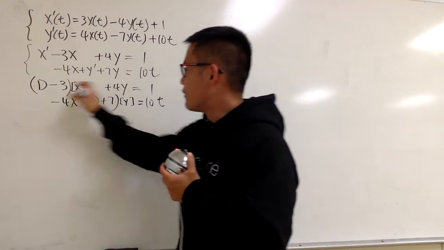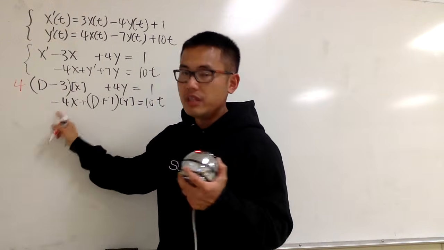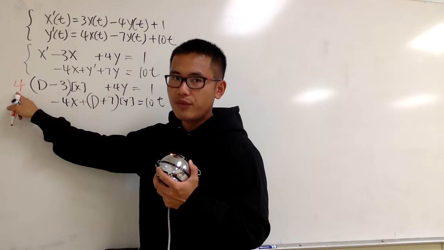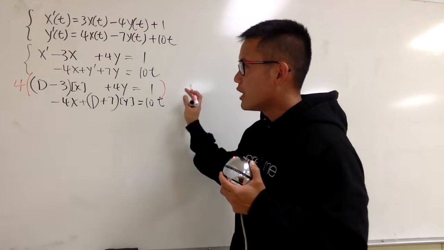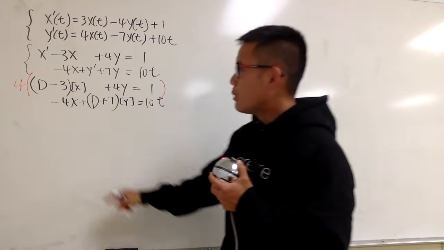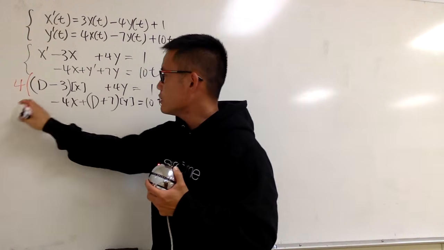Let me multiply the first equation by positive 4. Because this is negative 4 already, so let me just multiply by positive 4. Okay? Multiply positive 4 throughout the first equation. And then I will multiply the second equation by D minus 3. So I'll just write it down.